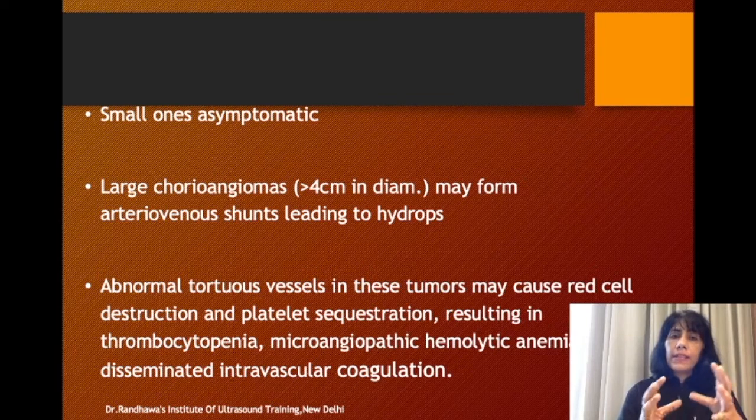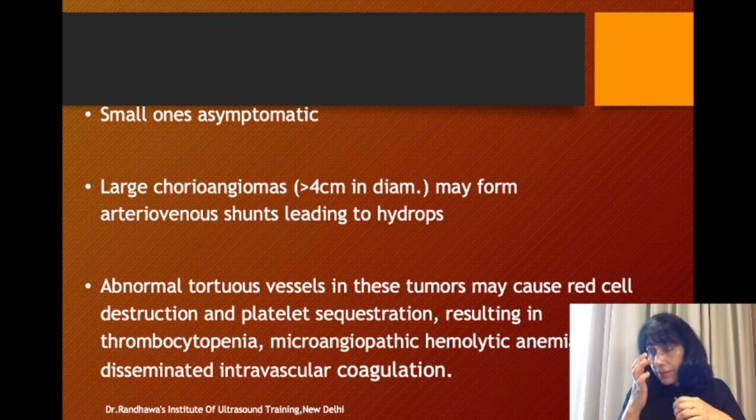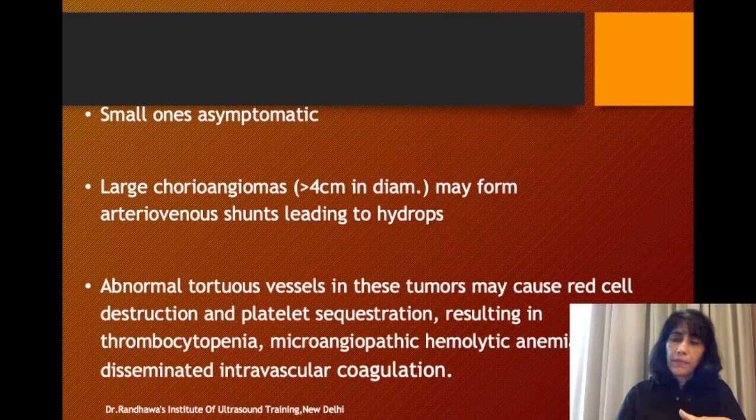Then the vessels in these tumors are very tortuous. Because of the tortuosity of the vessels, when the blood is flowing through them, it will get a lot of hindrances here and there, and this may lead to red cell destruction, platelet sequestration, leading to thrombocytopenia, microangiopathic hemolytic anemia, and DIC. Because the clotting tendency will increase because of the obstructions to blood flow.